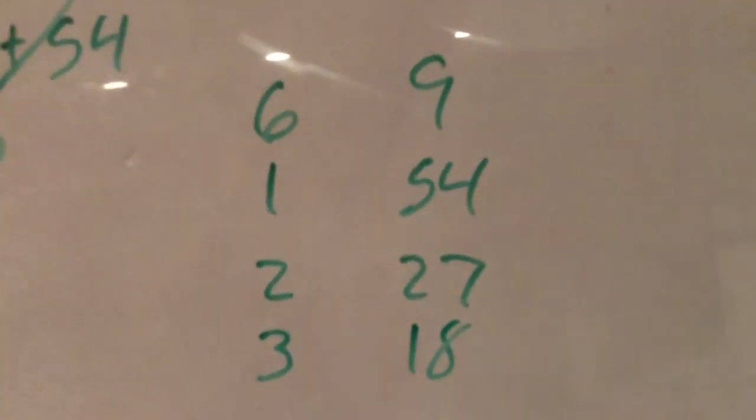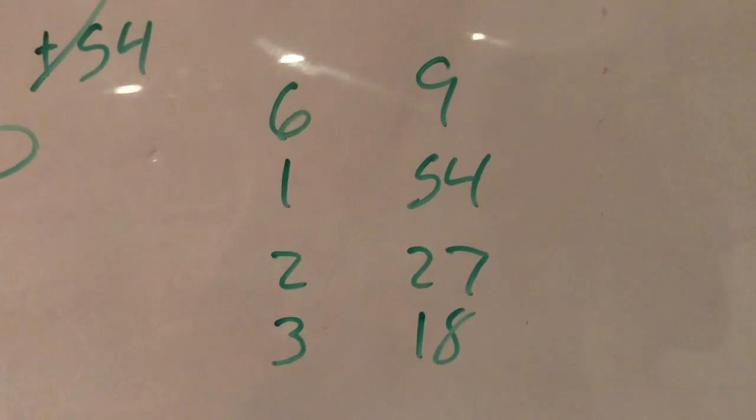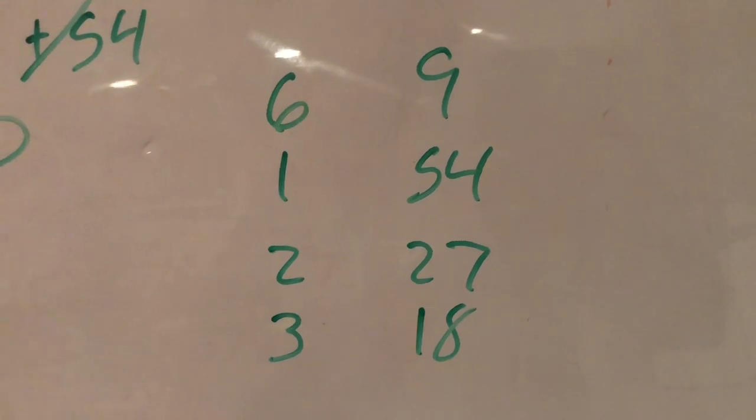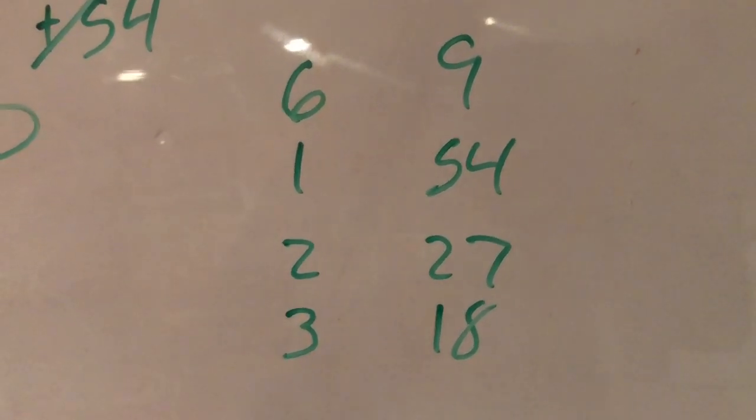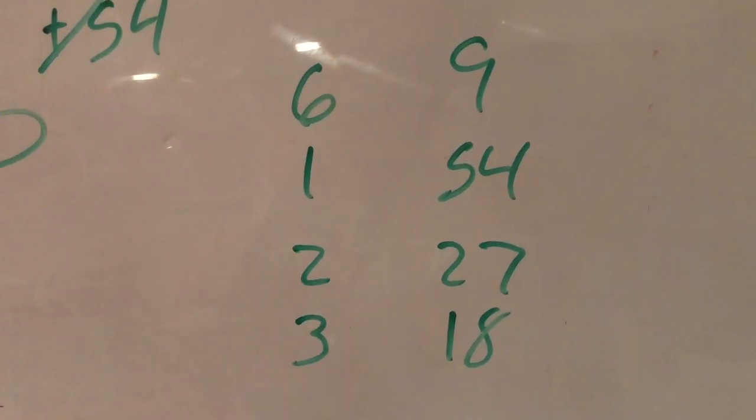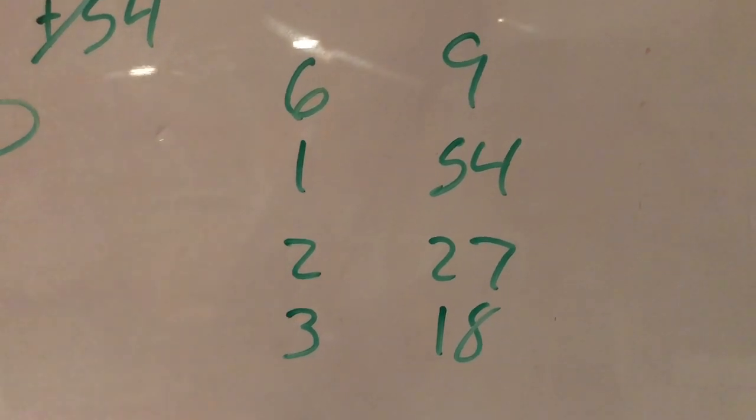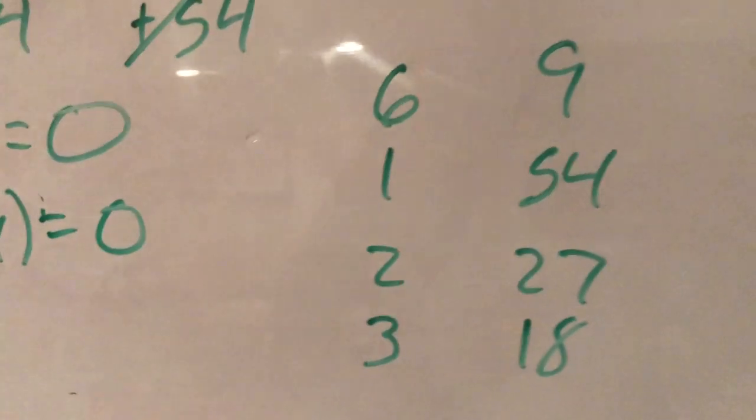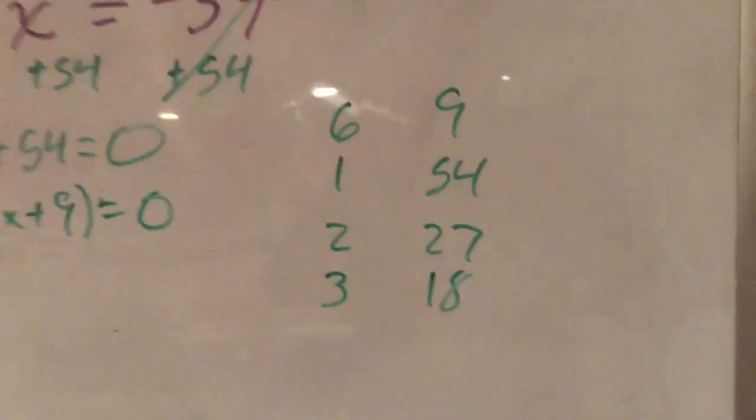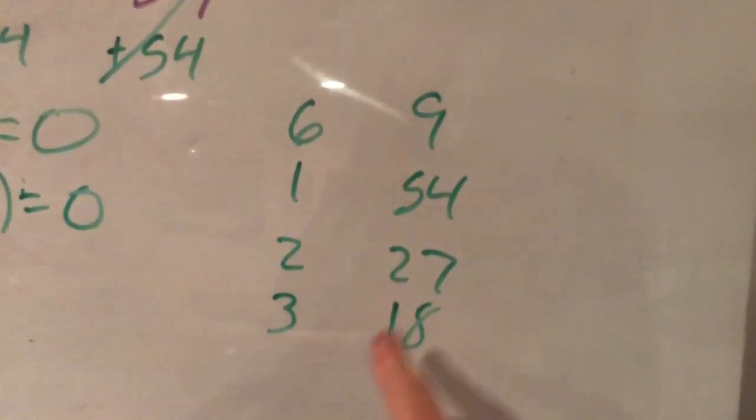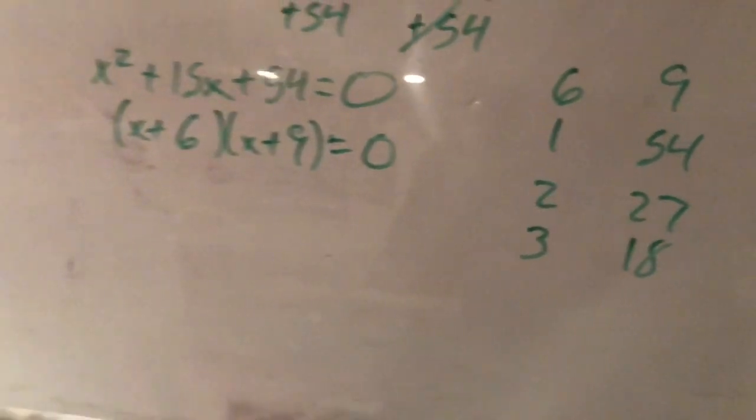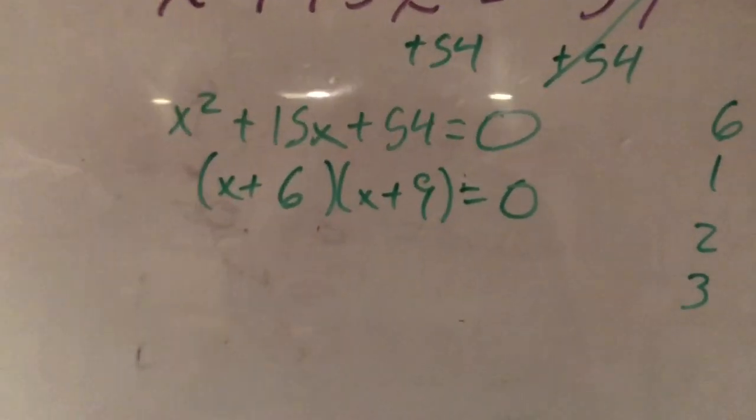Okay, so here were our 4 factors. Kind of a convoluted mess. 6 times 9 is 54. 1 times 54, obviously. 2 times 27. And 3 times 18. All right? So you really need to know your times tables in order to do this effectively. All right, so which pair of factors of these 4, when added together, equals 15? Well, of course, it's going to be 6 and 9.